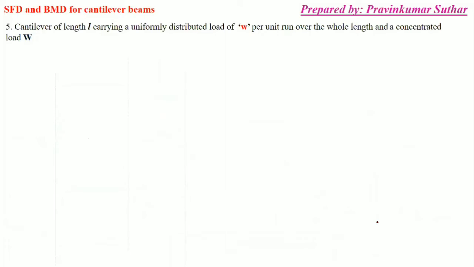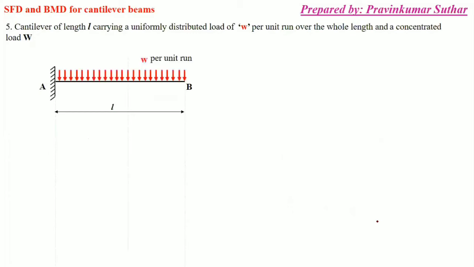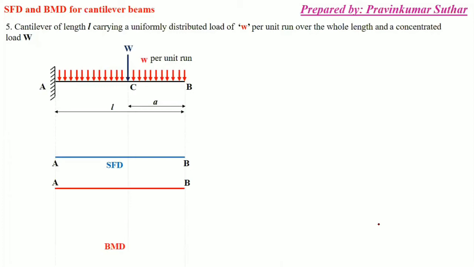Now next case. In this case, as you can see, we have a cantilever beam of length L having a uniformly distributed load small w, so a UDL again, and a concentrated load at point C, and this point C is at a distance of a from the free end. Okay, so first we'll make a reference for SFD and BMD.